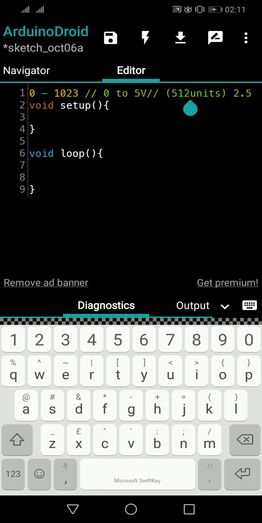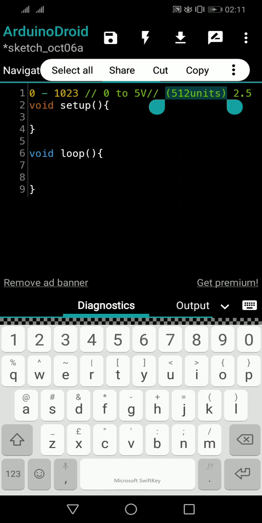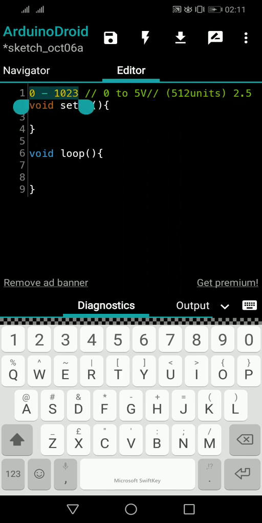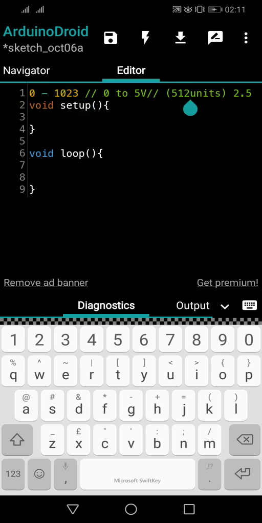So, and also when it's 512 units, what is the printed value that Arduino can give you? Because it starts from 0. So that means 512 minus 1, 511 is the value. Okay, you are getting it. So let's ask another simple question.